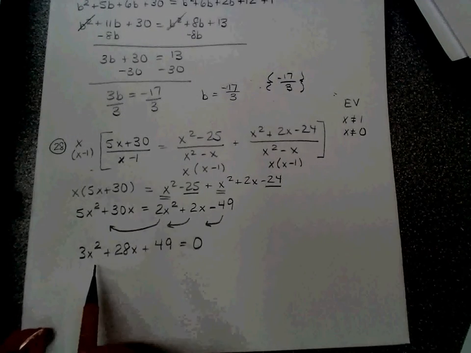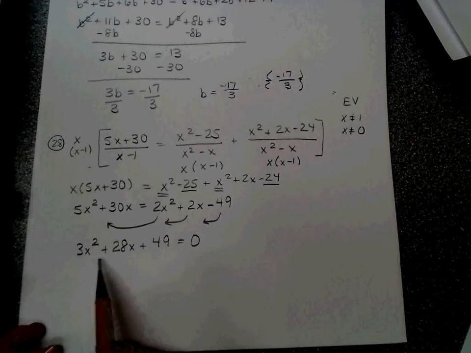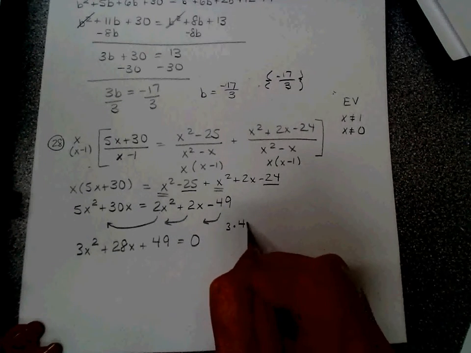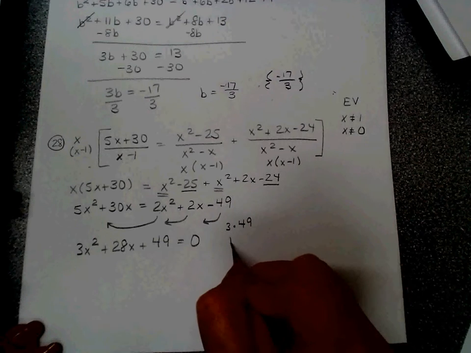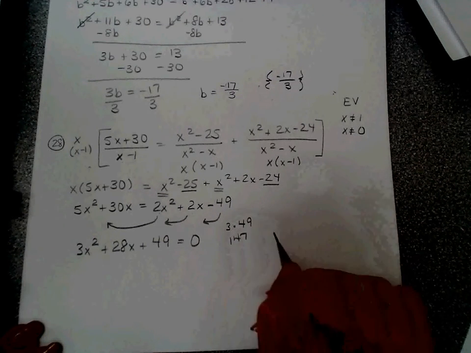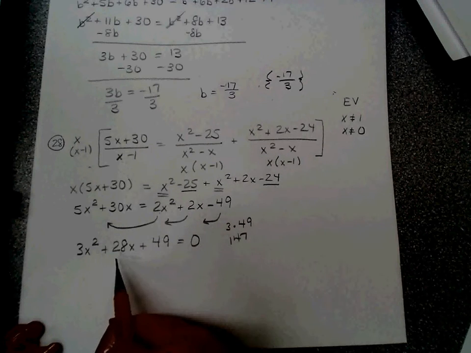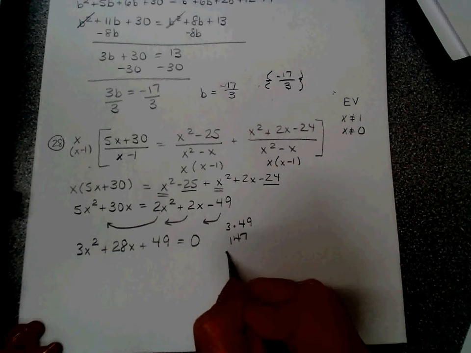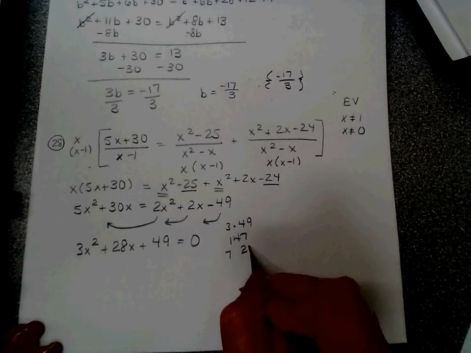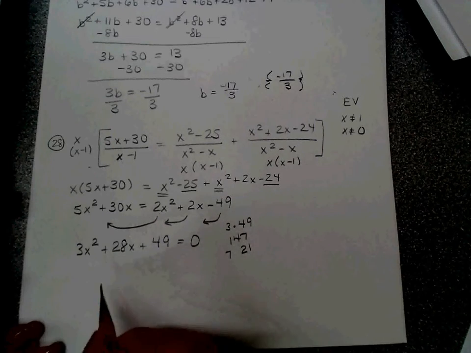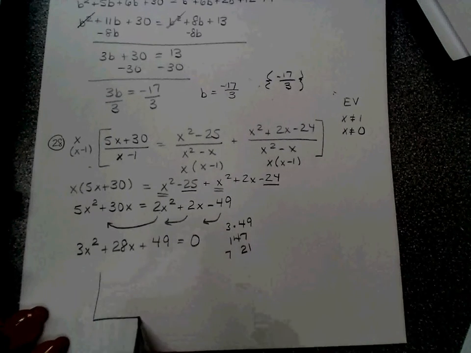This is a general trinomial. There is no GCF. So remember the rules of general trinomial. I multiply 3 times 49, and that gives me 147. And I need the factors of 147 that will give me 28. Well, I can see, just looking at it, that it's going to be 7 and 21. Because 7 times 21 is 147. 7 plus 21 is 28. So do my box.